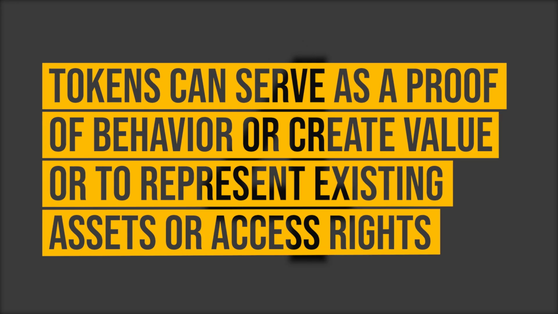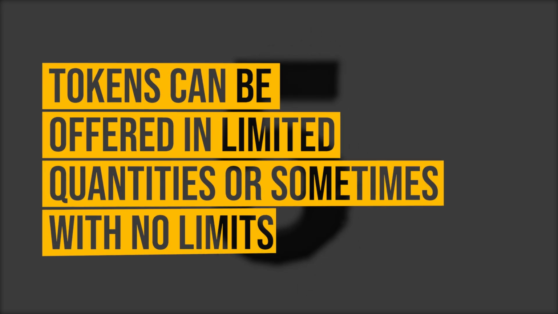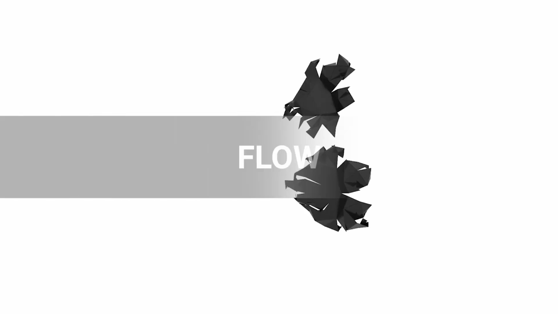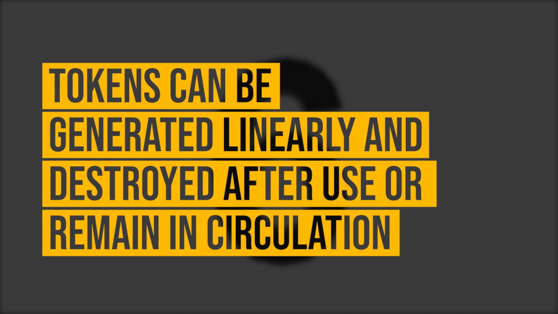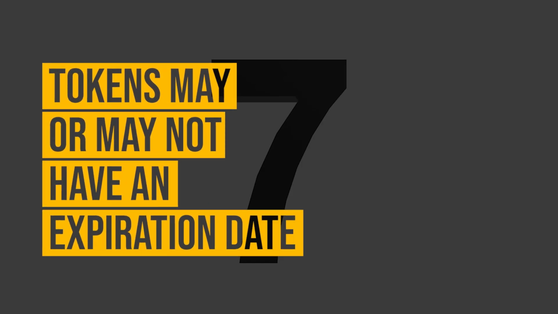Fourth, purpose. Tokens can serve as a proof of behavior, create value, or represent existing assets or access rights. Fifth, supply. Tokens can be offered in limited quantities or sometimes with no limits. Sixth, flow. Tokens can be generated linearly and destroyed after use, or remain in circulation. Seventh, which is last but not least, temporal. Tokens may or may not have an expiration date.